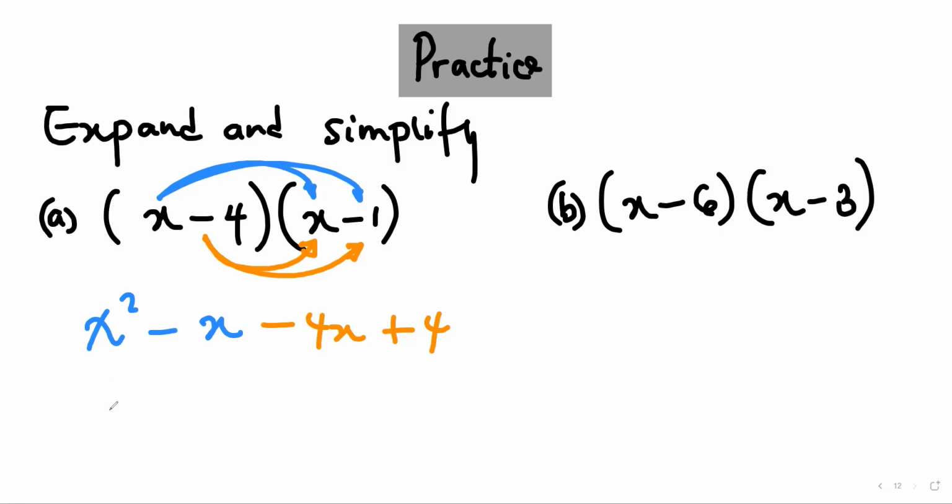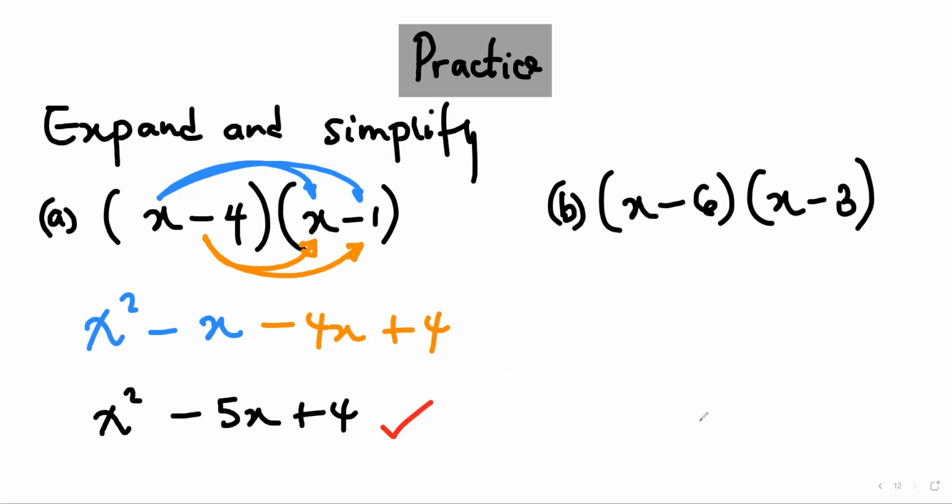So now we need to simplify to get our final result. x squared stays the same. And then you have minus 1x minus 4x. What's it going to be? Minus 5x. Excellent. And then we have plus 4. Is this where you got your final answer? Yes. Good. Take down your answer, please.